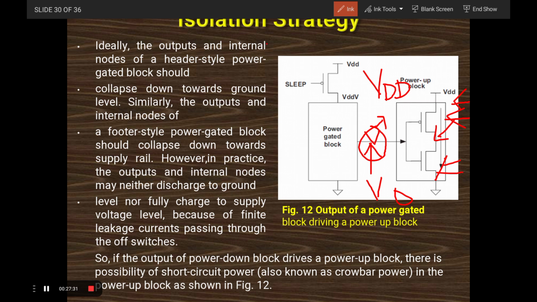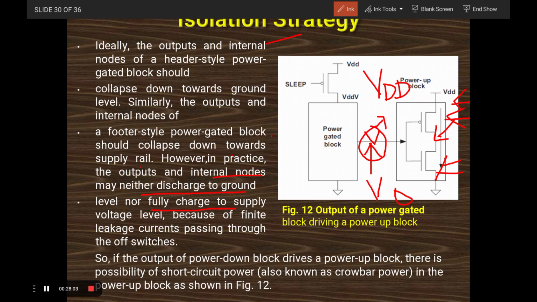Ideally, the outputs and the internal nodes of the header style power gated block collapse down towards the ground. Similarly, the outputs and the internal nodes of the footer style power gated block also collapse down towards the supply rail. However, in practice, the outputs and the internal nodes neither discharge fully to the ground nor fully recharge. So that is a basic problem. That means it may not be completely discharged to zero, and it cannot be charged fully to VDD either. That is why it is one kind of drawback actually.